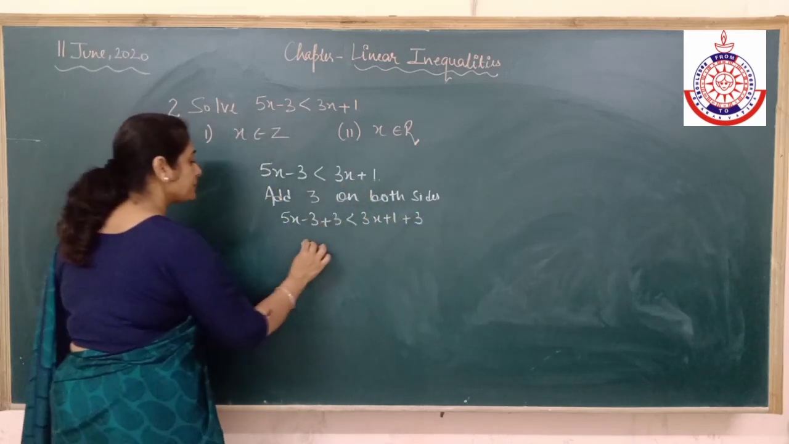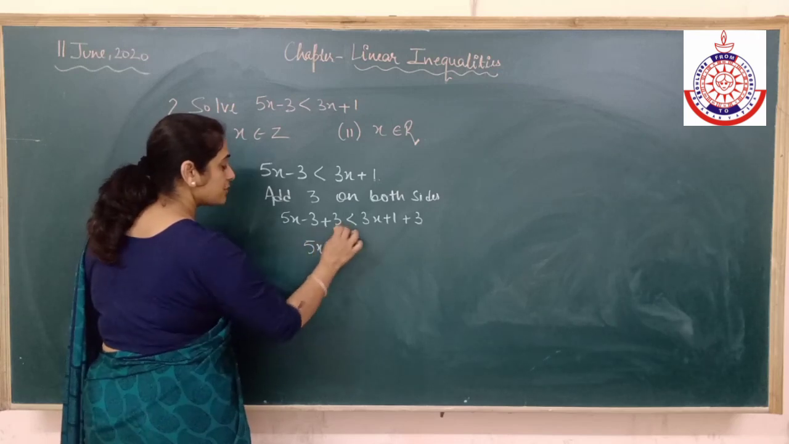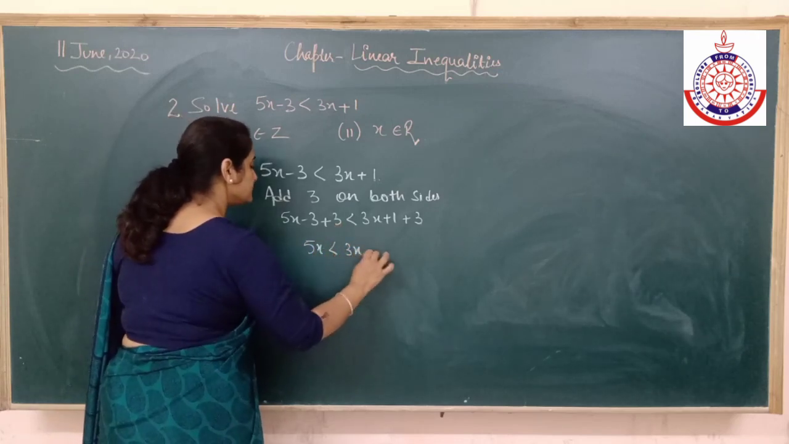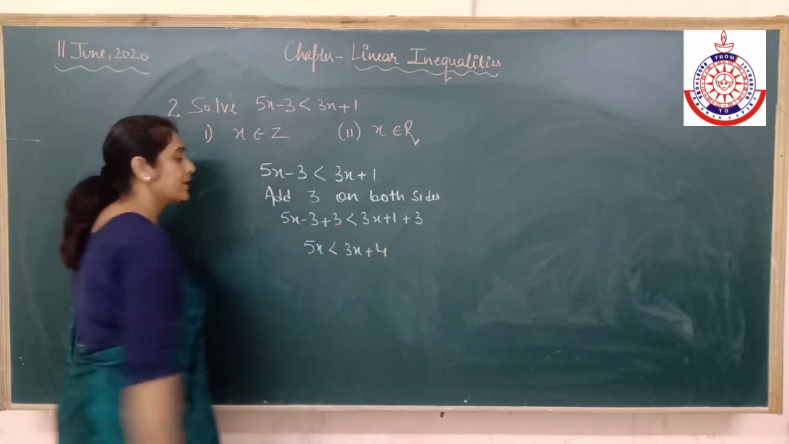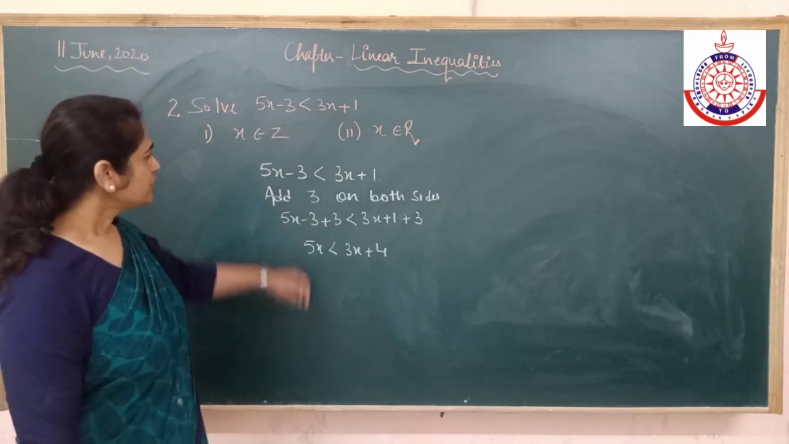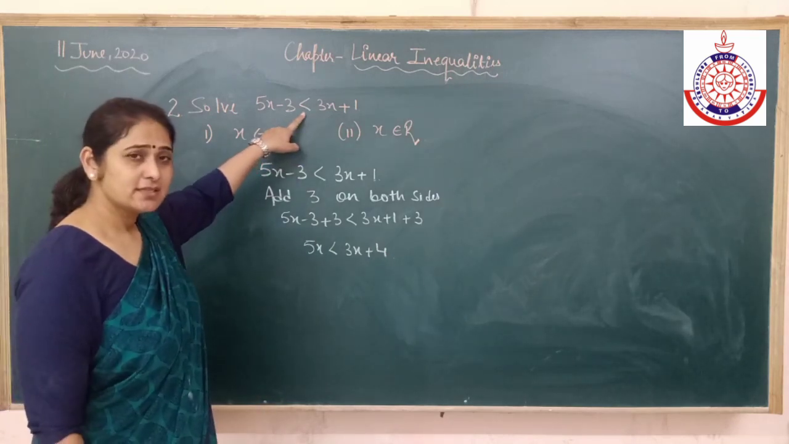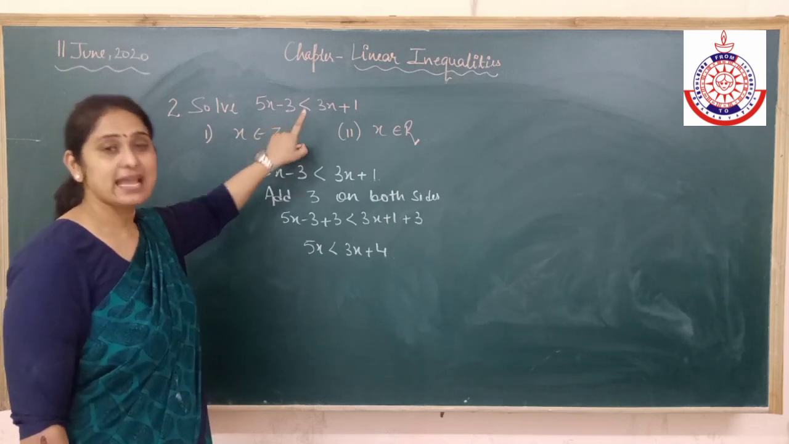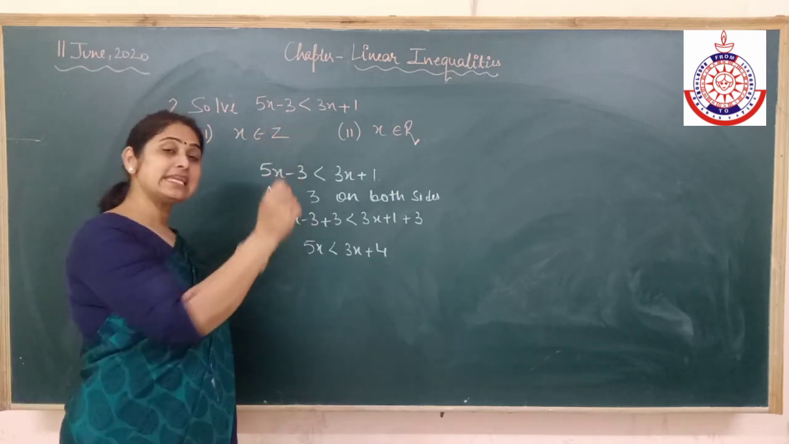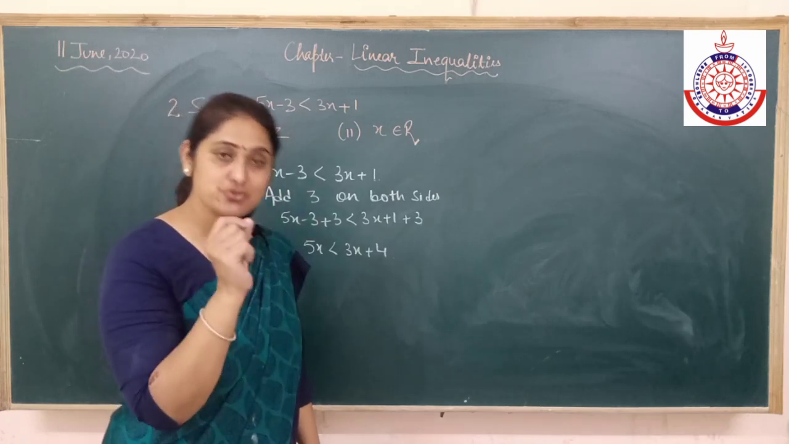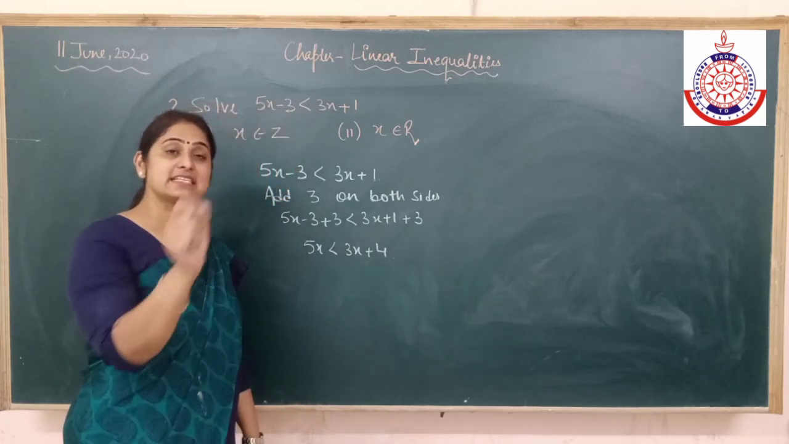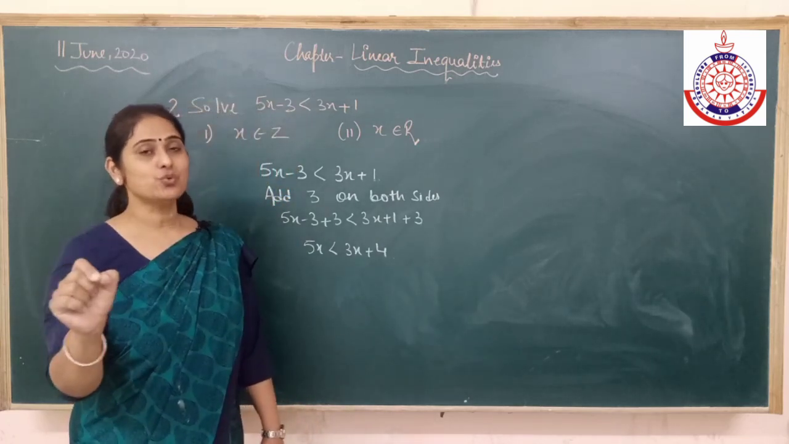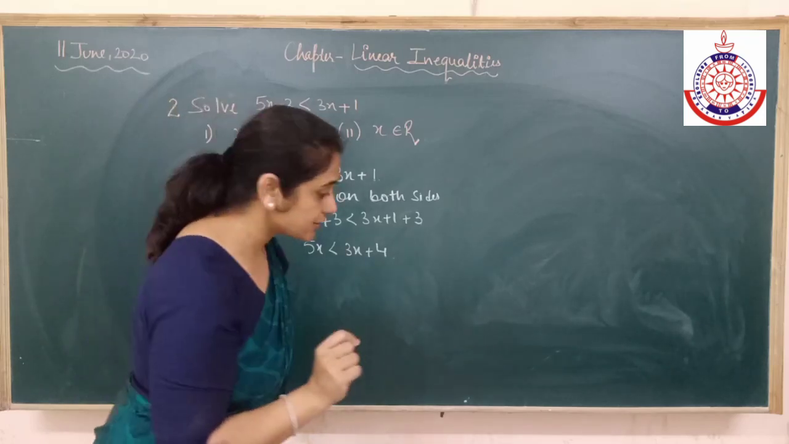So it has become minus 3 plus 3, 0. 1 plus 3, 4. Which inequality is it? We have done two types. One is strict inequality, one is slack inequalities. When it is only less than or greater than, those are called strict inequalities. When it is less than equals to or greater than equals to, that's called slack inequalities.